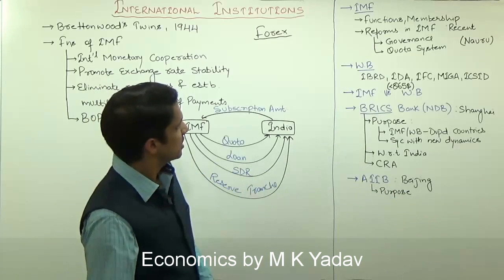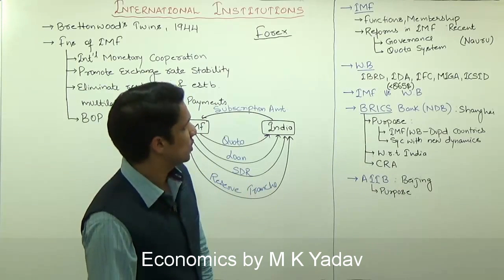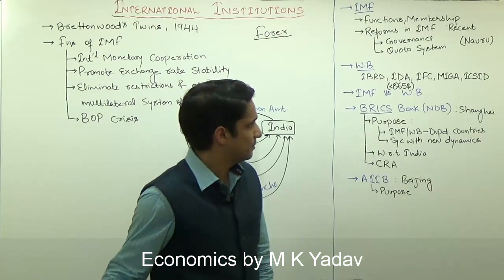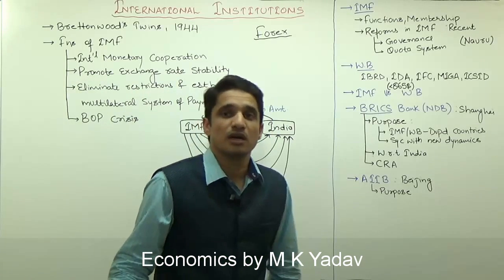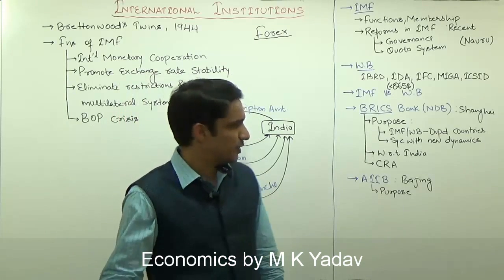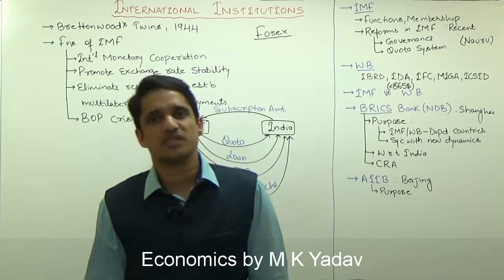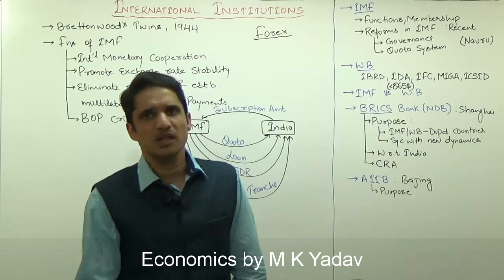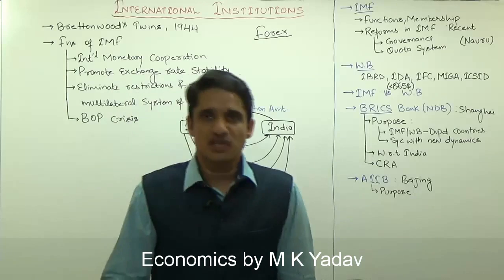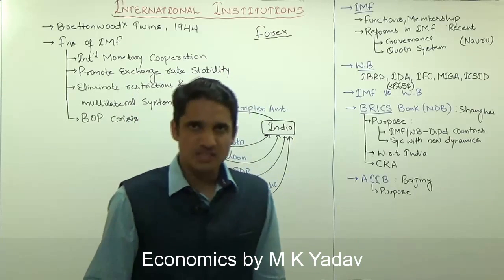Under the unit of international institutions, we are going to cover the IMF, the World Bank, then the BRICS Bank, which has been renamed the New Development Bank. Then we will discuss the AIIB, the Asian Infrastructure Investment Bank. Then we will discuss some other international organizations like the WTO, the structure of the WTO, GATT, TRIPS, etc.